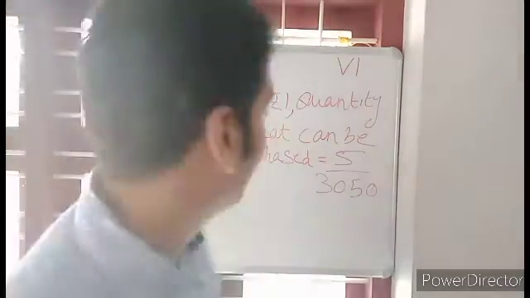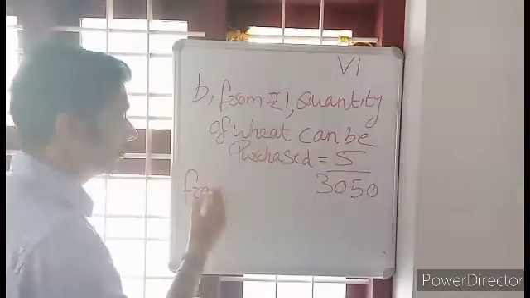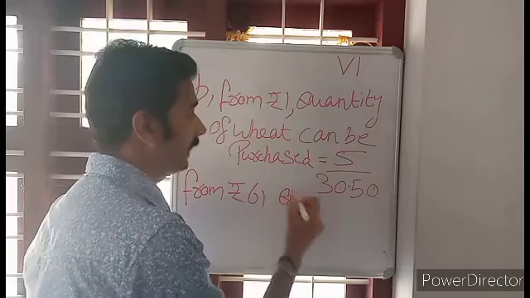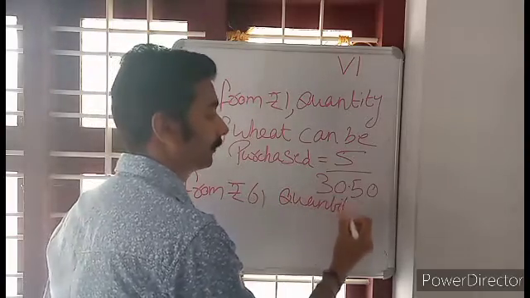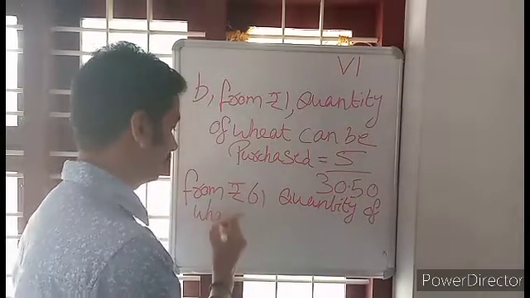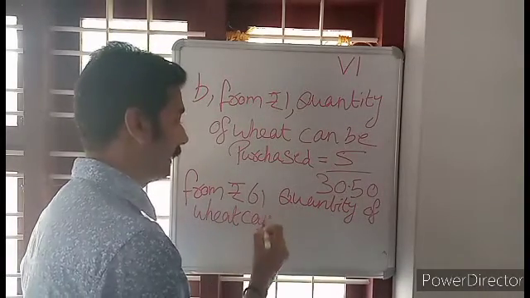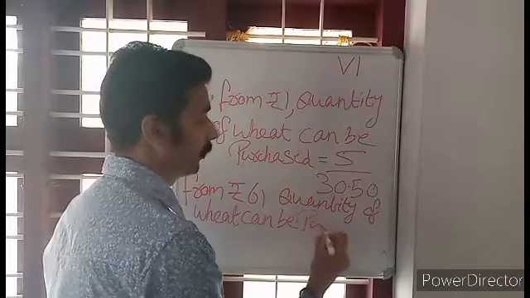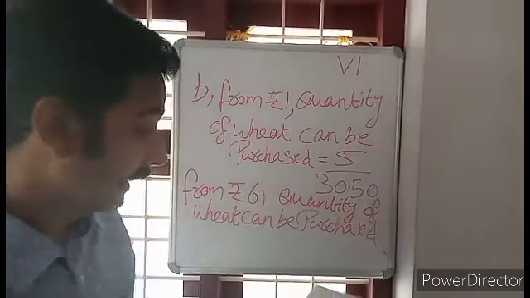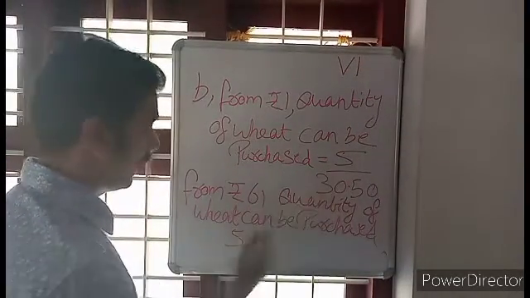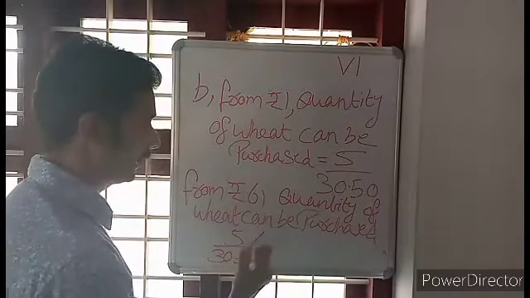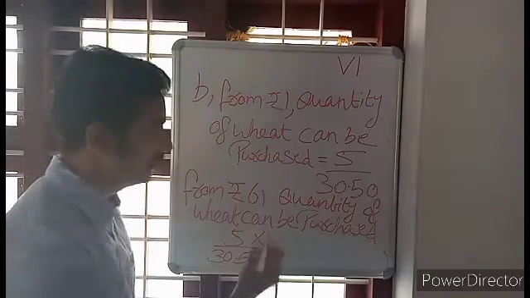Then from rupees 61, the quantity of wheat that can be purchased means 5 divided by 30.50 into 61.